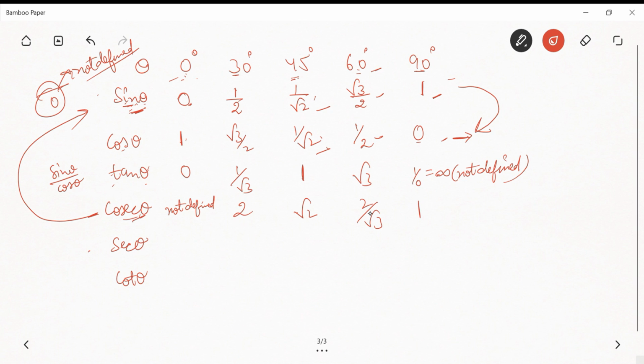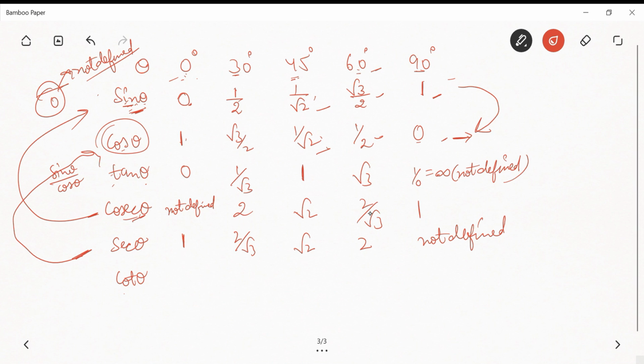Now we know that secant theta is a reciprocal of cos theta, correct? So secant 0 is equal to 1 by 1, that is 1 itself. Now root 3 by 2, reciprocal of it will be 2 by root 3, and then 1 by root 2 will be written as root 2. After that 1 by 1 by 2 is 2, and 1 by 0 is again not defined.